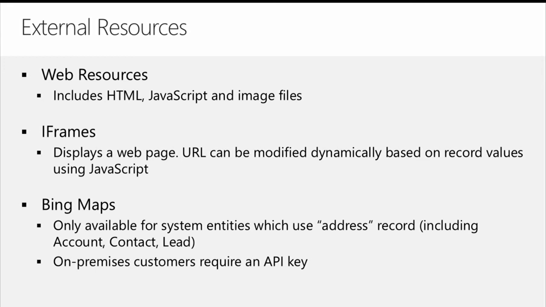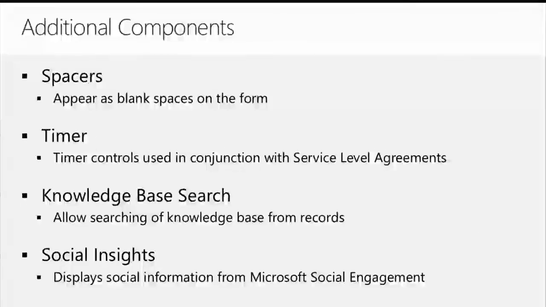You would also be able to do things like Bing Maps. This is where, if you have things that are using what's called the true composite address record, and you have a Bing Maps on-premise subscription, you would be able to use that as long as you have your own API key to interact with it. But these are just some of the items that you could work with.